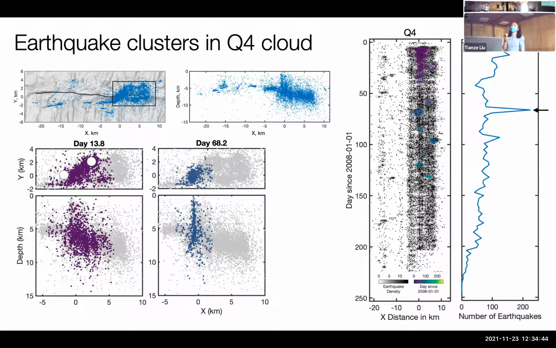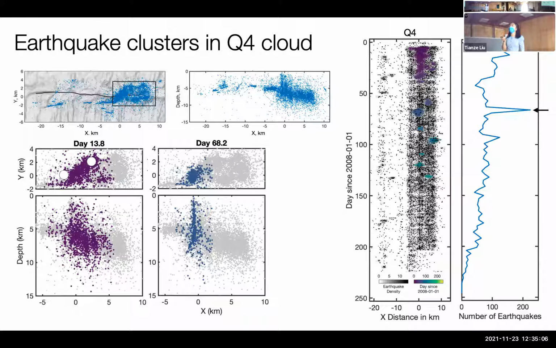So these two events are located within this seismicity cloud, with the northern one occurring first and the southern one occurring about 2 hours later. And this event triggers the whole seismicity cluster in this area.